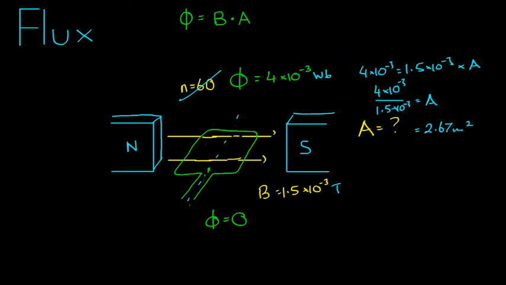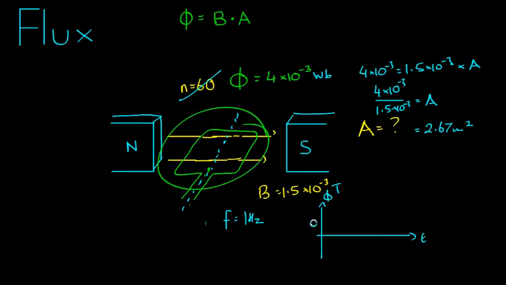Since we can attach this loop to an axle and spin it around at some frequency, we'll say the frequency is equal to, in the first case, 1 hertz. So it takes 1 second for this thing to go all the way around. We can graph the flux over time now. So we have time on the horizontal and flux on the vertical. It starts off in this position at t equals 0, and at 1 second it's back to that position there. So flux is 0 there, and 1 second later it's 0 again.